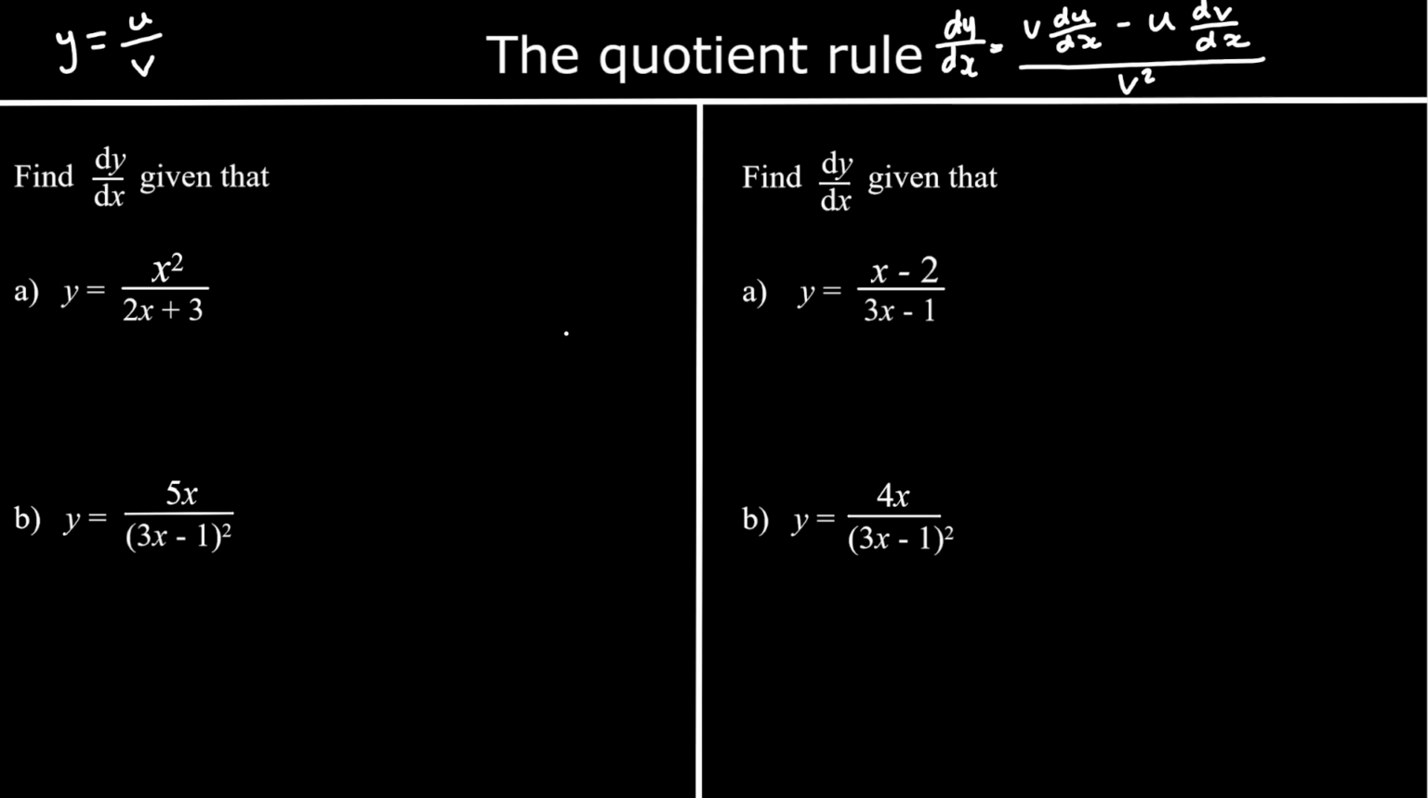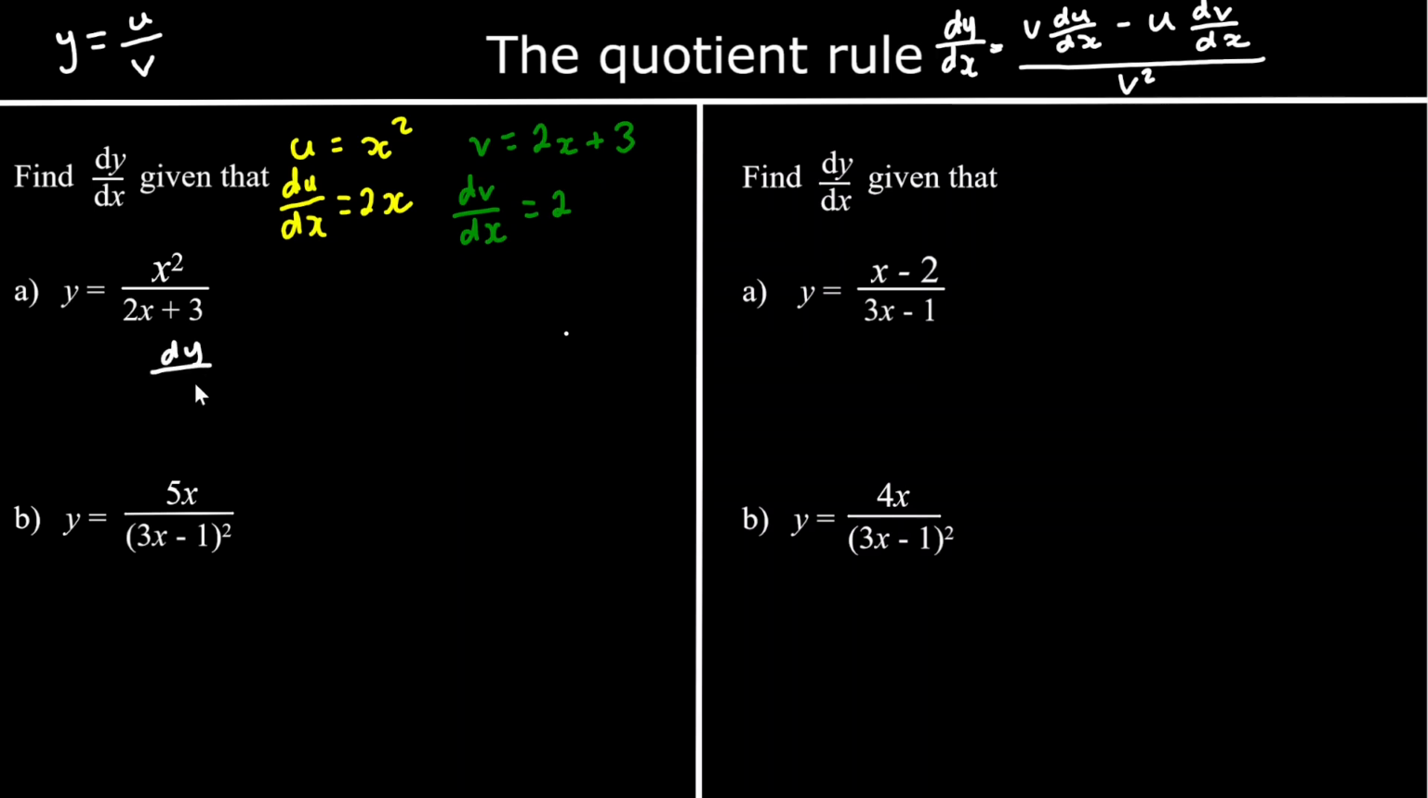So in our first question here, y equals x squared over 2x plus 3. So we can say that u is x squared. That's the one on the top. U is x squared. And v is 2x plus 3. So we differentiate them both. So du dx is 2x. And dv dx is 2. Now just substitute them in.